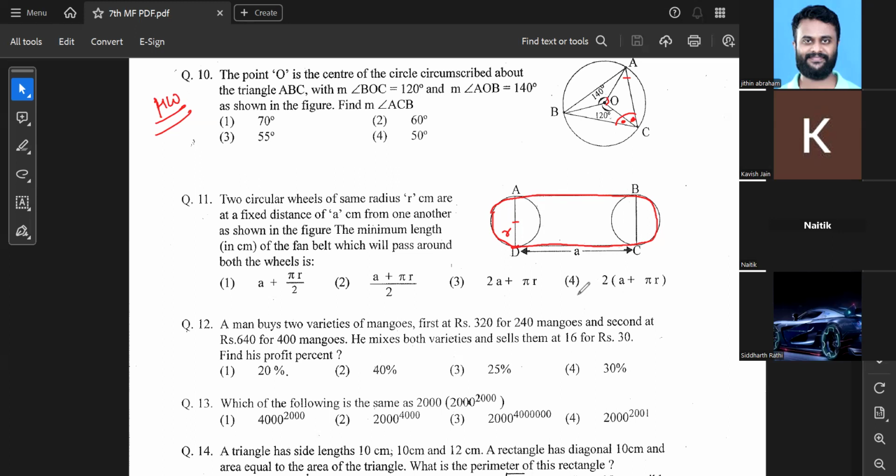Just a minute. Sir, is the answer option 4? That is, 2a plus pi r. Yes, sir, even I got the same answer. This is a very simple problem. This distance is pi r. This is a, this is a, this is pi r. You simply add all of them. You will get the answer as option 4. Very good.